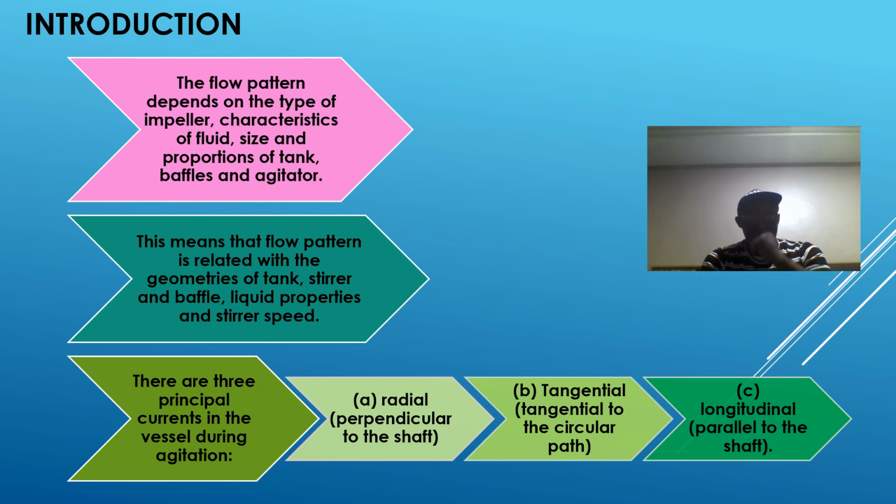Everything about the agitator we're using will depend on the characteristics of the fluid, and of course the size and proportionality of the tank, baffles, and agitator. We mentioned that the type of fluid or material determines the kind of agitator we want to use. This means that flow pattern is related to the geometries of the tank, stirrer and baffle, the liquid properties, and the stirrer speed. And there are three principal currents in the vessel during agitation: the radial, the tangential, and of course, the longitudinal.